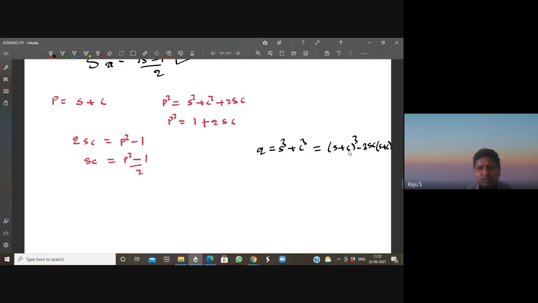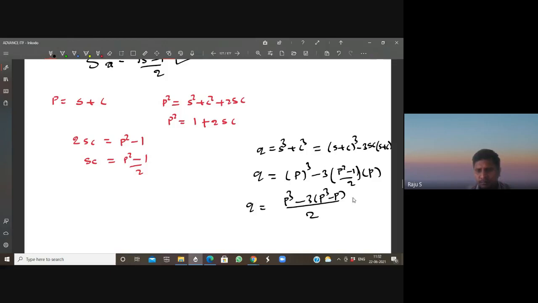We can do in this way also because what about s plus c value? q is equal to s plus c value is p. p cube minus 3 into s into c value. Just now we got (p square minus 1) by 2. Am I right? Into p. Students, now q is equal to, take LCM. What is LCM? 2 here. p cube minus, multiply with p here, 3 into (p square minus 1) into p.